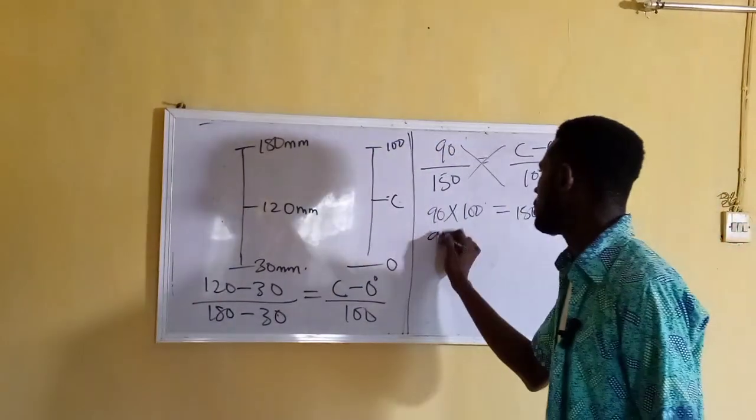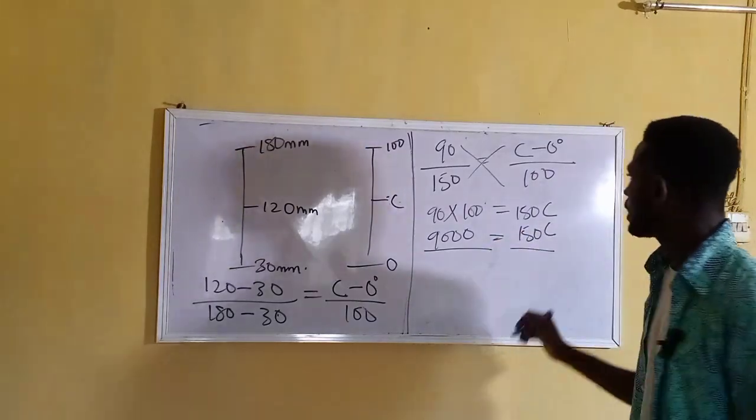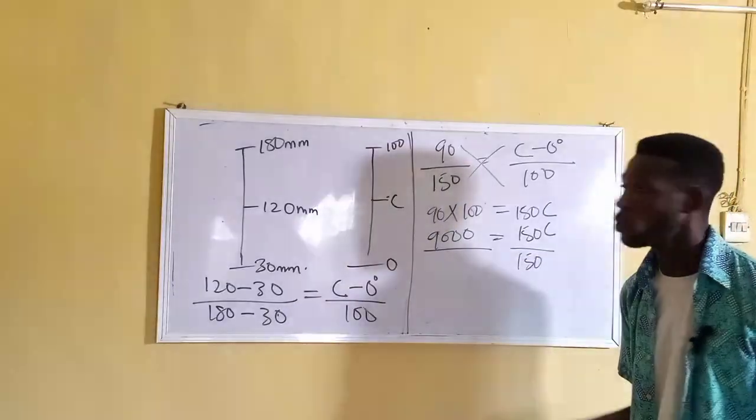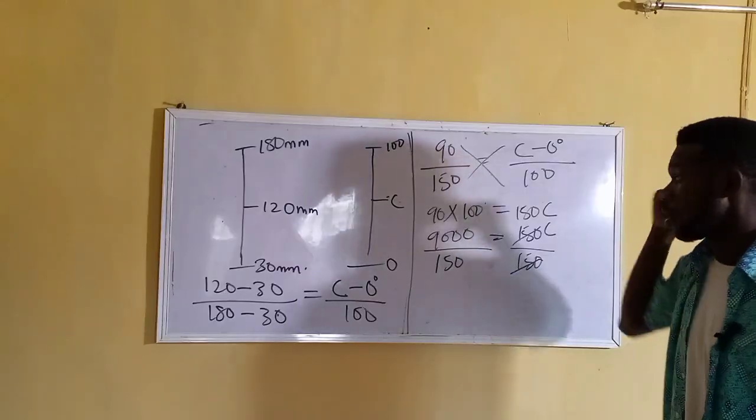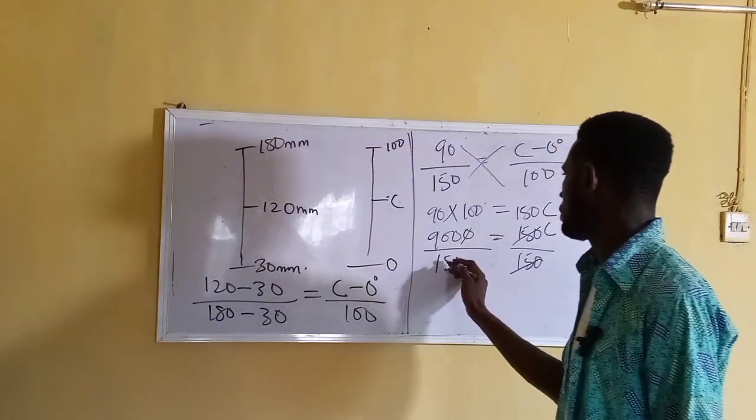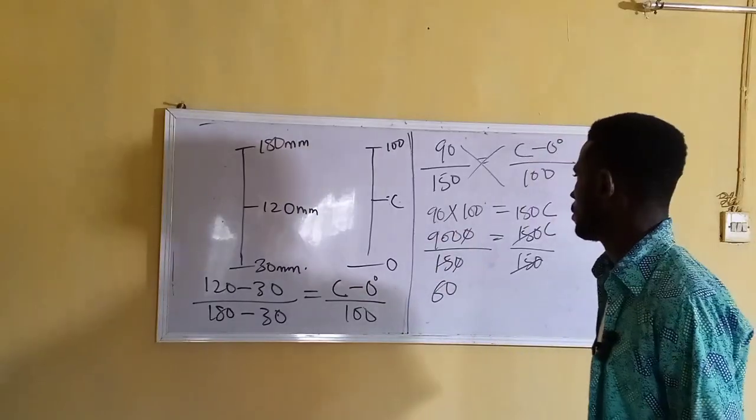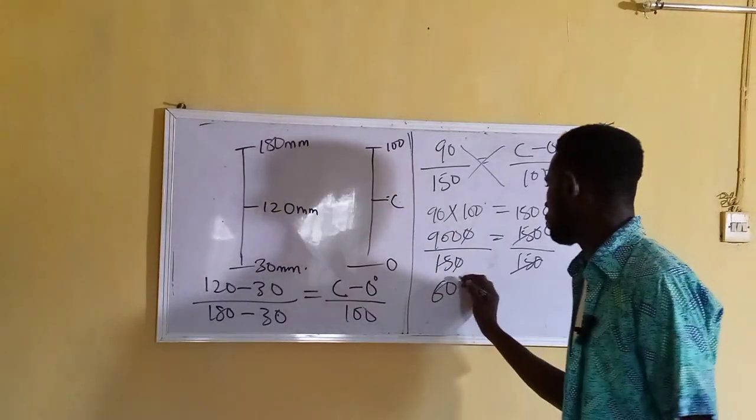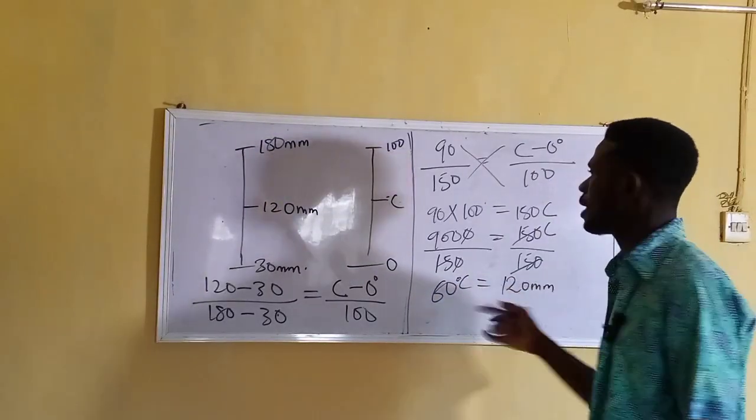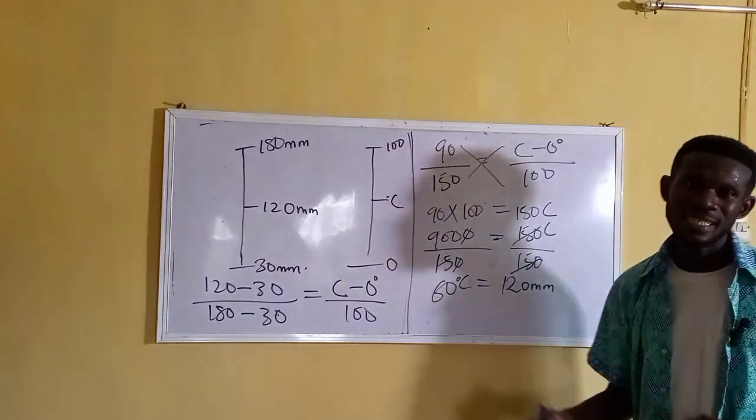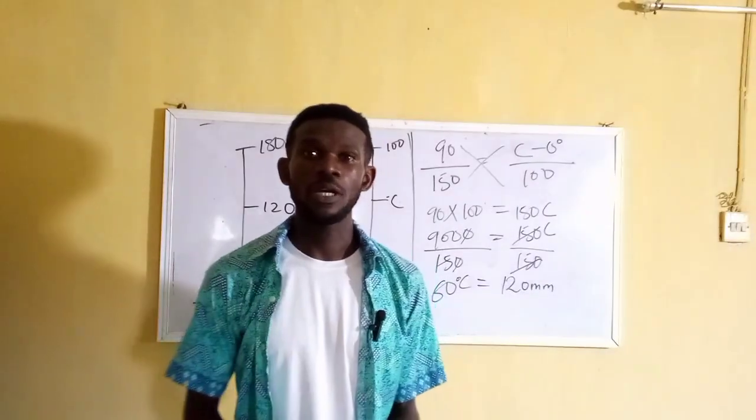Now, what's the next thing? You have 9,000 equals 150C. Divide both sides by 150 to make C stand on its own. When it cancels out, what are you going to have here? You are going to have 15 here, so you're going to have 60. This is going to give us 60. So 60 degrees is the equivalent of 120 millimeter as regards this question. So this is how conversion is actually carried out.